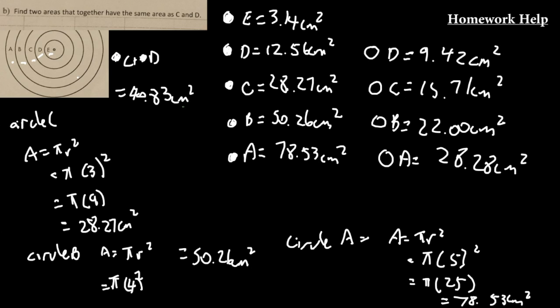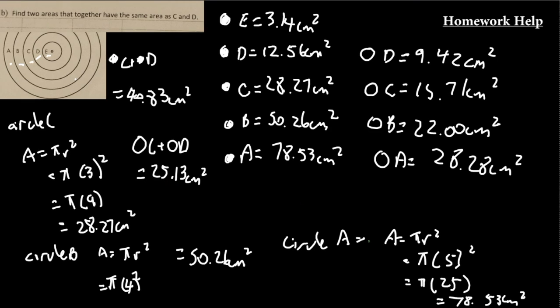If it's talking about annulus C and annulus D, then it would be annulus C plus annulus D: 15.71 plus 9.42 gives us 25.13 centimeters squared. So if your teacher wants two areas that have the same area as annulus C and D, you'll have to find two things that add together to give us about 25. To get approximately 25, I would add annulus B, 22, with circle E, 3.14, and this gets you to approximately the same thing.